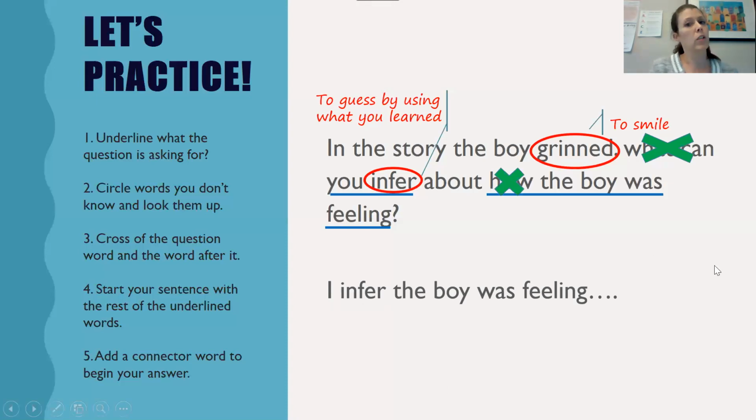Because, so our connector word isn't right after on this one, but it might be soon after. I infer the boy was feeling happy because, and then we connect and we give a bigger answer.